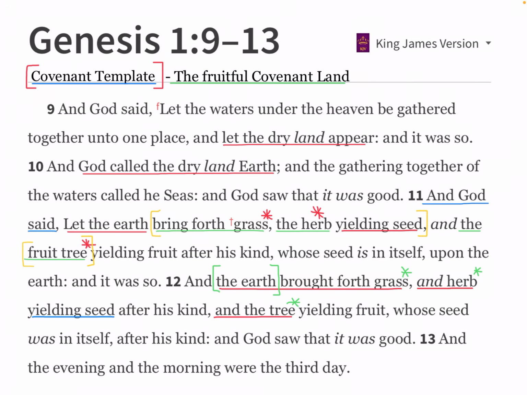Genesis 1:9 through 13, the covenant template, the fruitful covenant land. Let the dry land appear, God calling the dry land earth. Then God says, let this earth bring forth grass and herb and fruit tree, bringing forth its fruit.